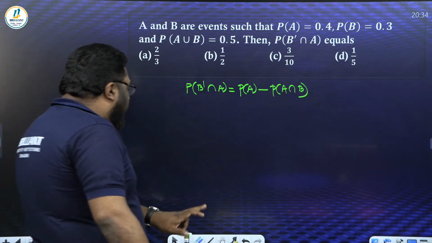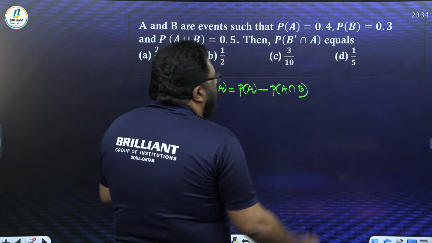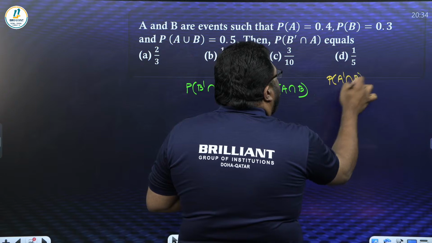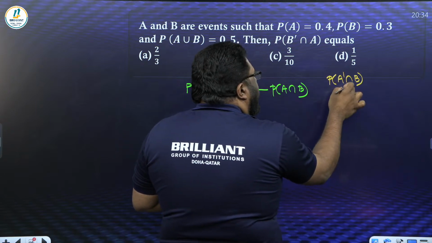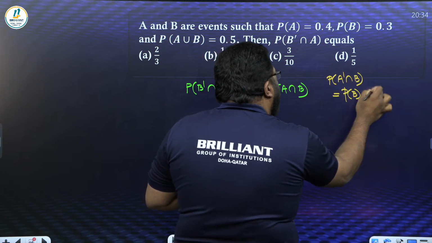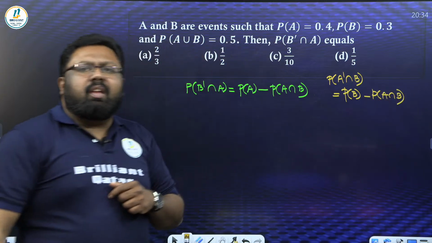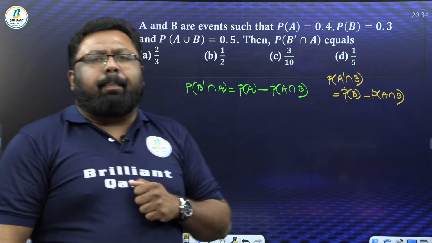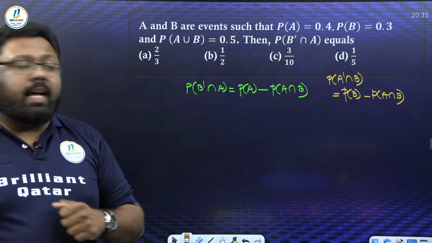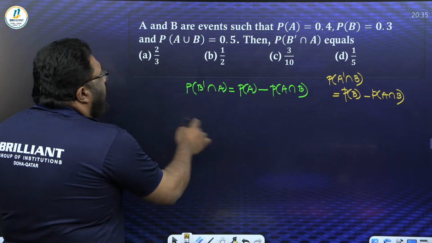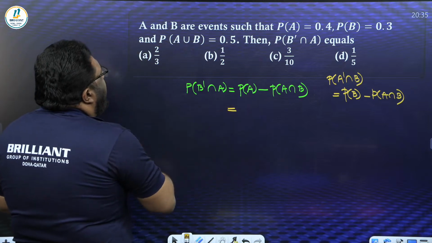There is one more formula similar to this. Okay, what is the other formula? I want A dash intersection B. That is, I don't want anything of A, so from B, remove A intersection B. These are all formulas very closely related to the applications of A intersection B. So that's why I'm telling you repeatedly to study these formulas. So P of A minus P of A intersection B.